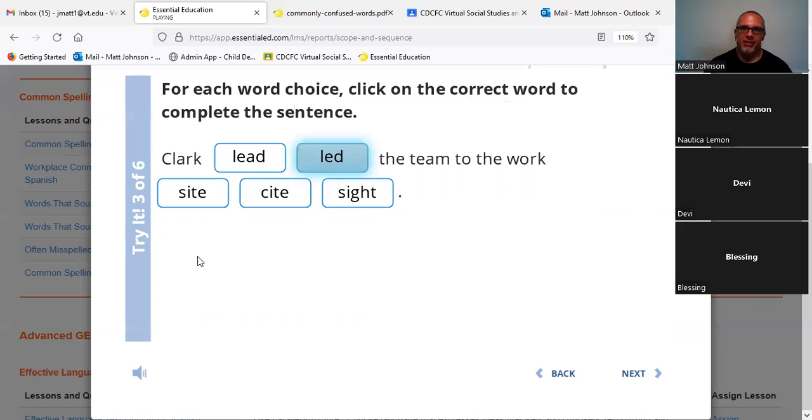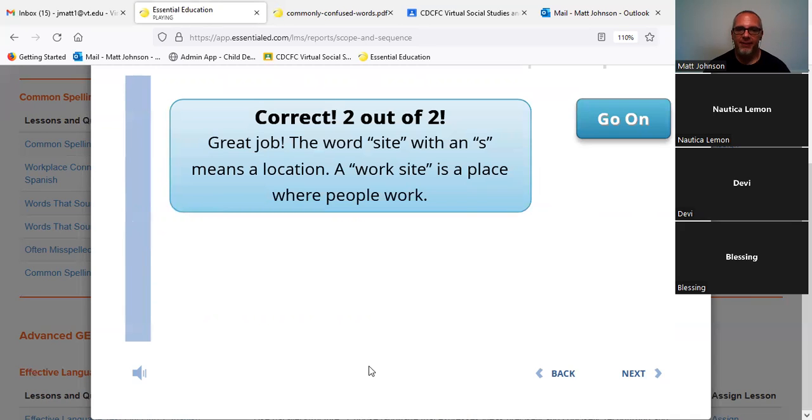And then site. Site, S-I-T-E, not S-I-G-H-T. We're taking someone to the site. We're taking them to a location. So that's going to be S-I-T-E. Great job. The word site with an S means location. A work site is a place where people work.